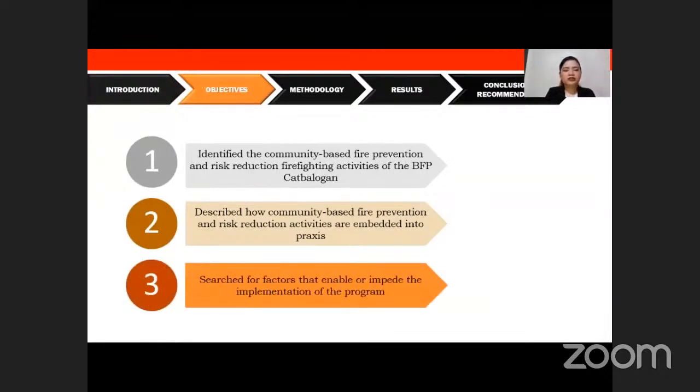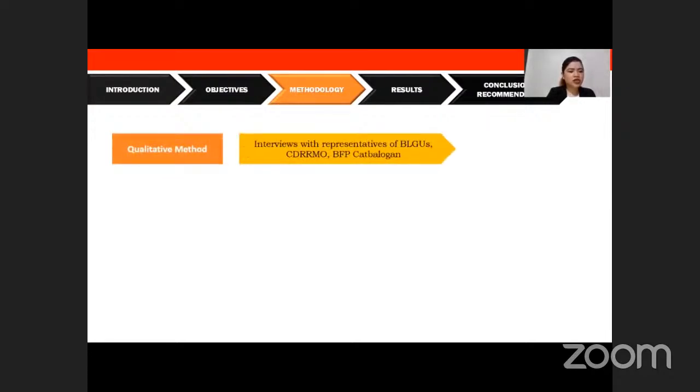to pursue the following objectives for this research. Identify the community-based fire prevention and risk reduction firefighting activities. Describe how community-based fire prevention and risk reduction activities are embedded into praxis. Search for more factors or existing factors that enable or impede the implementation of the program. And to realize these objectives, the researcher utilized the qualitative method.